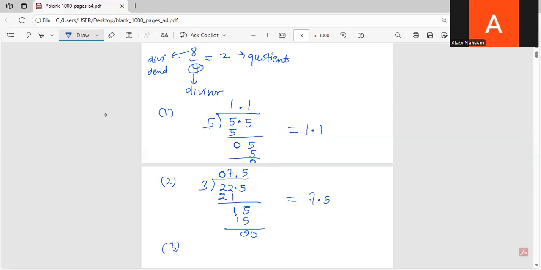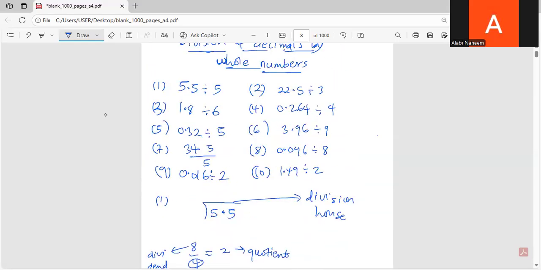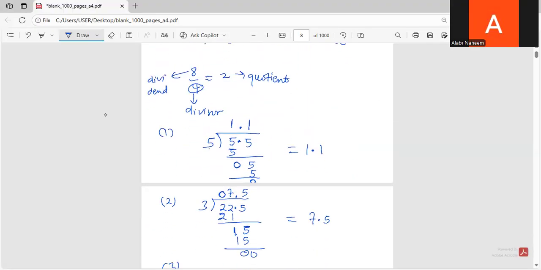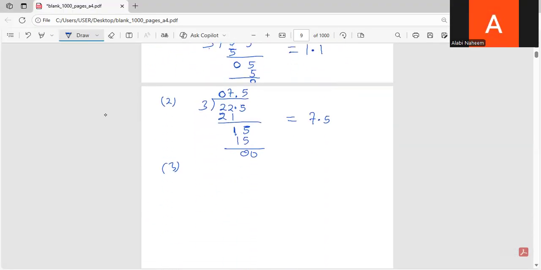The third question we have, so we are dividing 1.8 divided by 6. So we set up our division house. The dividend is 1.8. The divisor is 6. So we proceed. Decimal point directly above the one you have in the dividend.